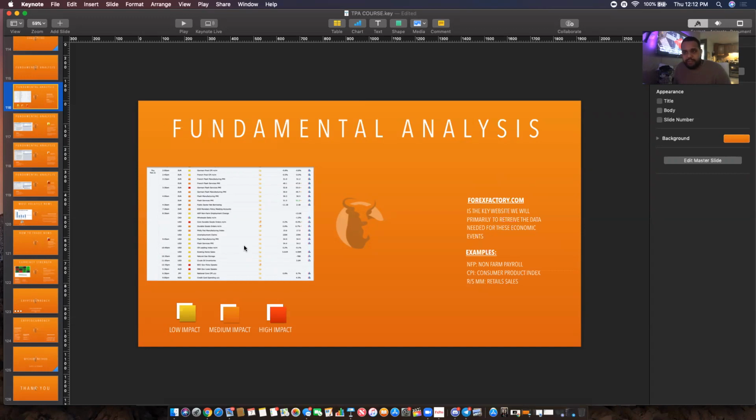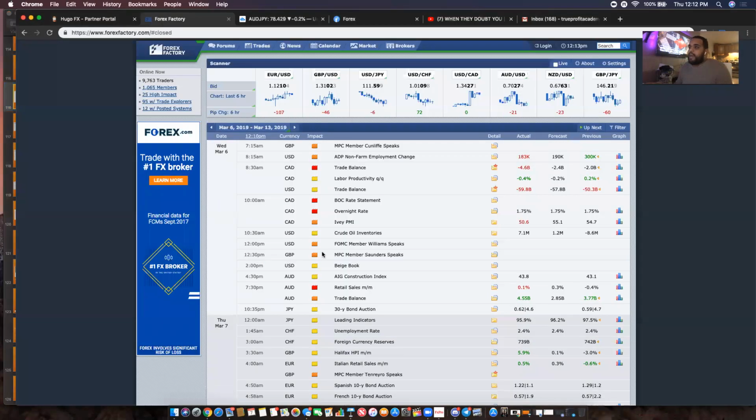Now, there are three different categories. You have low impact, medium impact, and high impact. We're going to have a color code representing each and every one. You're going to have a yellow folder for low impact, orange for medium, and red for high impact. So let's go on the website and check it out.